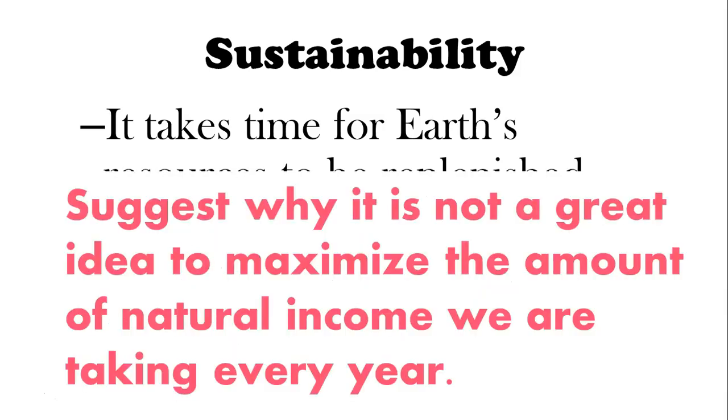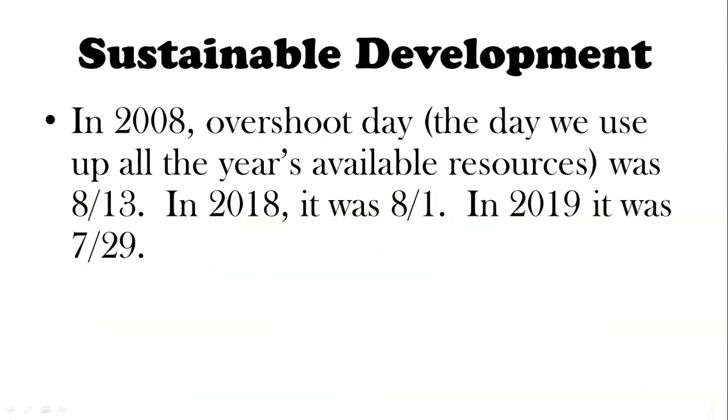And I want you to think about this. A corporation's goal is to maximize profits, to make as much money as possible. Why would this be a bad idea to maximize the amount of natural income that we take from the environment every year? A good measurement of whether or not we're living sustainably is something that we call overshoot day. Now, this is the day in a particular year when we have used up all the natural income produced in that year, and we have begun to dip into the natural capital.